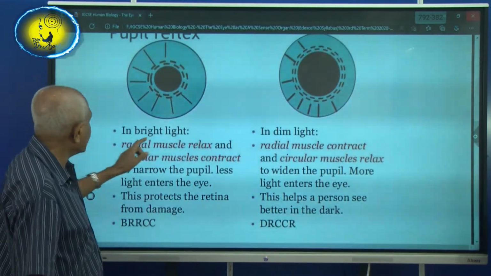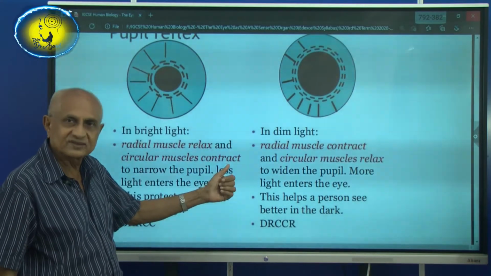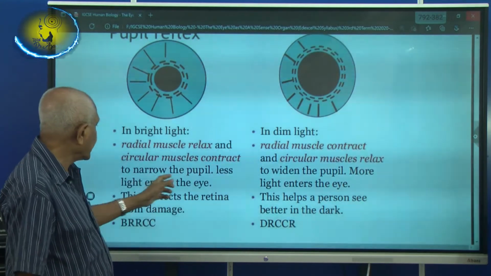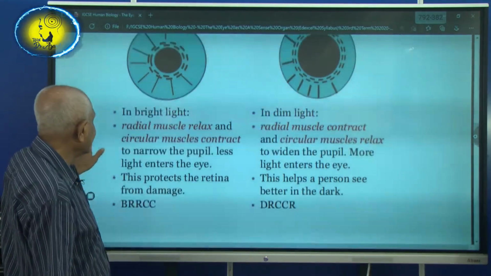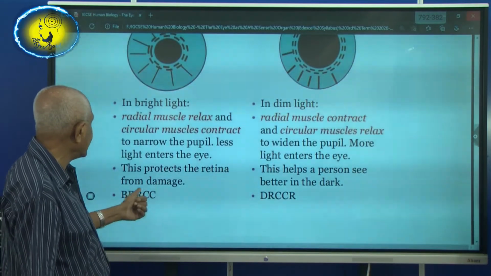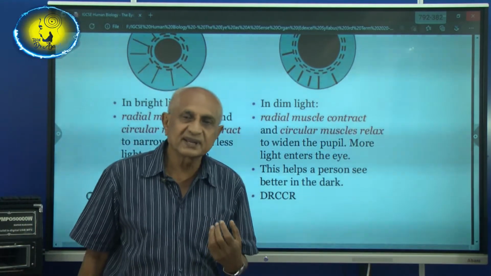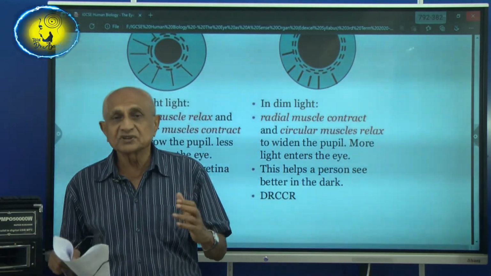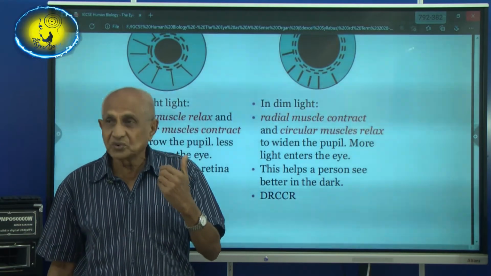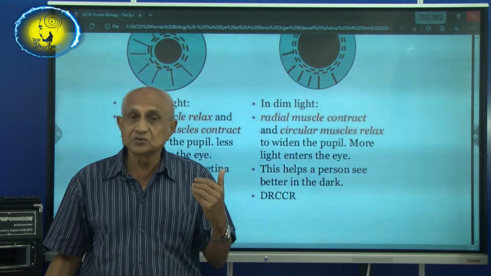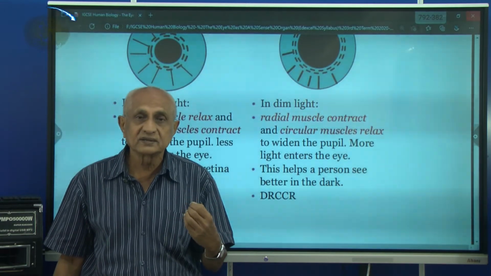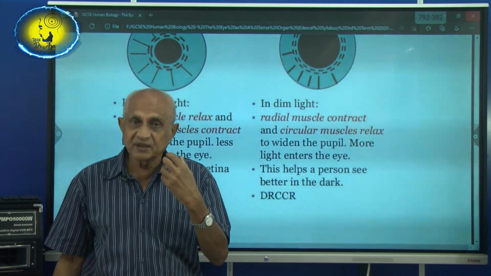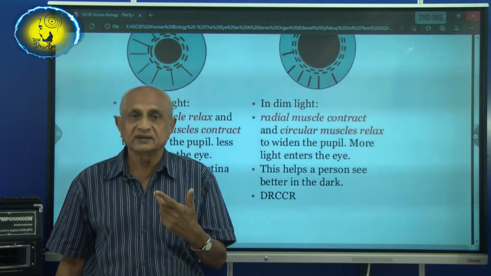If you look at this, in bright light, the radial muscles relax and circular muscles contract. The narrower the pupil, the less light enters the eye. This protects the retina from damage because it doesn't allow too much strong light into the eye. You have experience: when you are in too bright light, you try to close your eyes. Why? You don't want too much light to enter the retina because it can damage your retina.